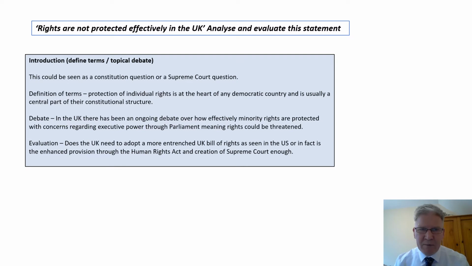Well, in terms of the introduction, this could either be seen as a constitution question or a Supreme Court question, because it touches on both, really. In terms of definition of terms, you start off with the fact that any democratic country would expect to have the protection of individual rights at the heart of its constitutional arrangements. The debate in the UK is really how effectively minority rights are protected when we don't have a Bill of Rights such as in the United States. There's a concern, obviously, that executive power in the UK can be too much, and that is a threat to minority rights moving forward. We balance that against, of course, the creation of the Supreme Court and other constitutional reforms which have actually enhanced the protection of rights in the last 20 to 30 years.